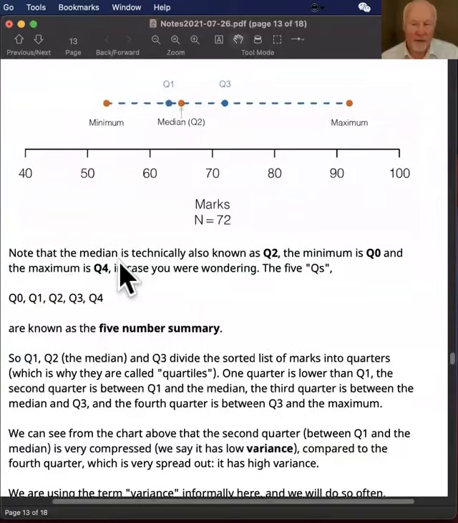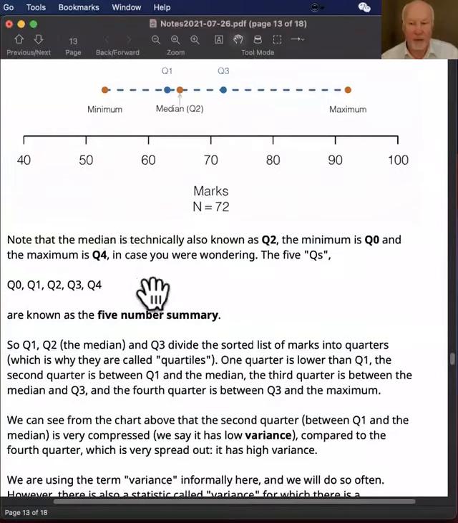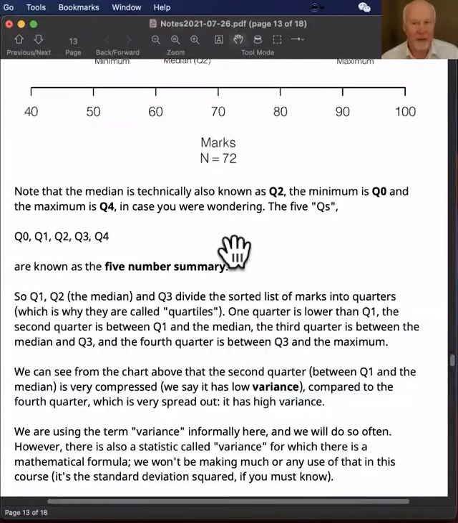So the median is, as I said, also called Q2, and the minimum is Q0 and the maximum is Q4. So that's what this Q notation is. These are called quartiles. The 5 of them, Q0 through to Q4, are known as the 5-number summary. And the 5-number summary is pretty much the first thing we want to look at when we get a metric variable. We often also want to look at the mean, the arithmetic mean. But the 5-number summary is pretty much the first thing that we look for.